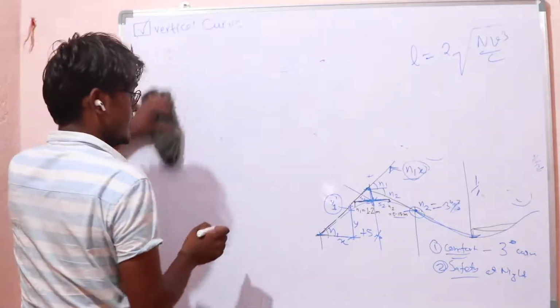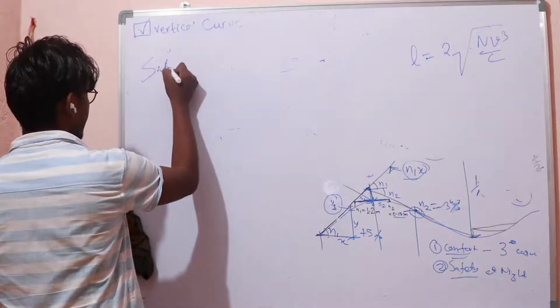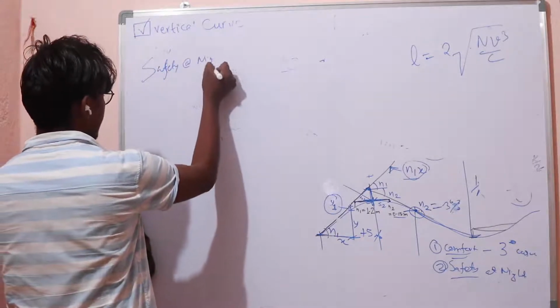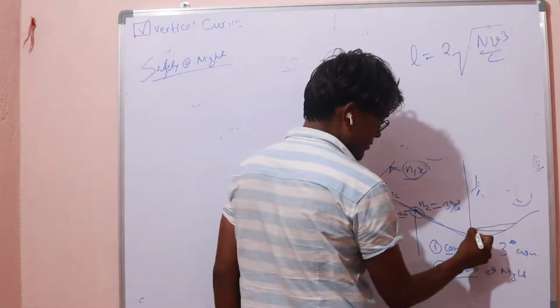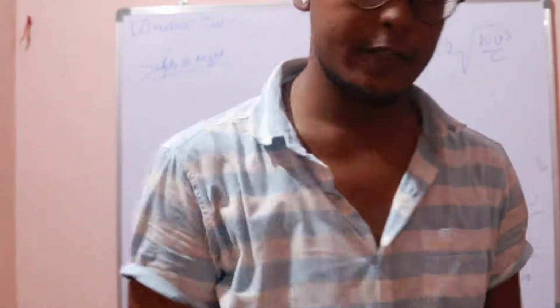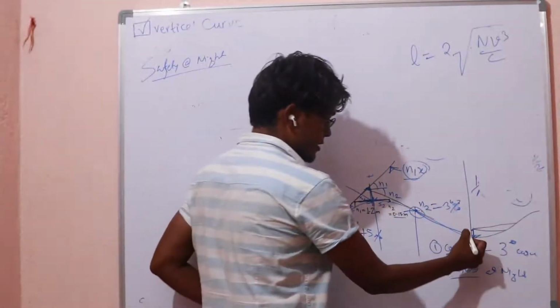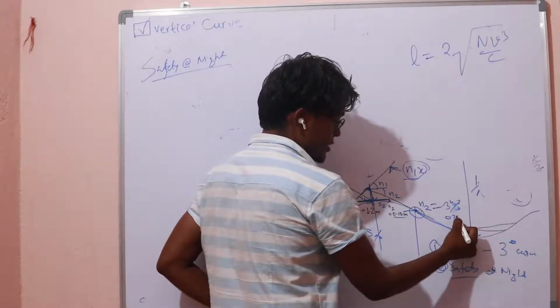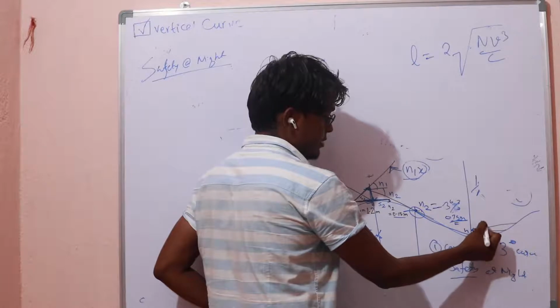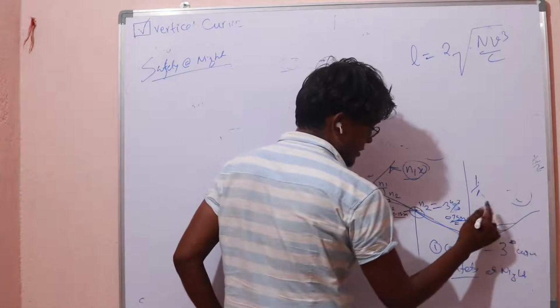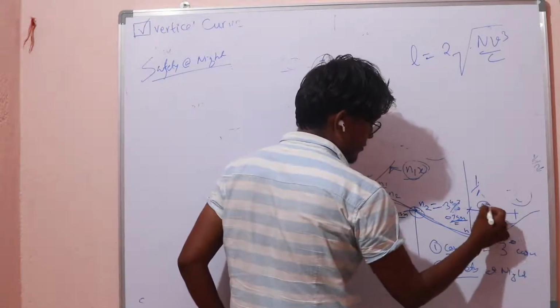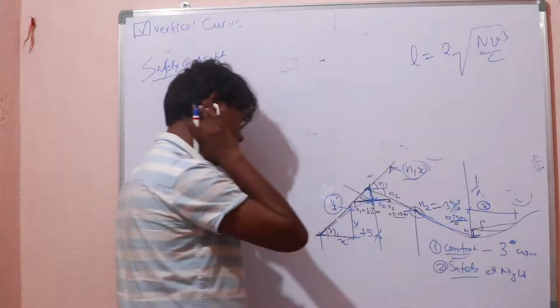But second is safety at night. So what we do is, here the vehicle's headlight height is 0.75 meter, and this angle is 1 degree above the horizontal. So this distance x we have to find.